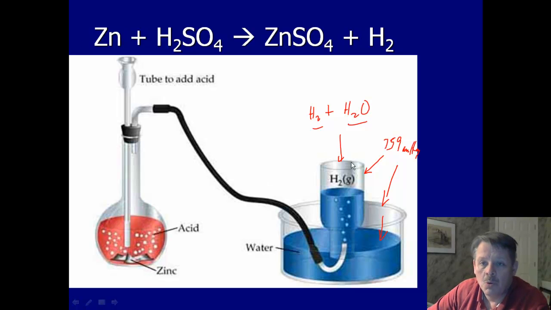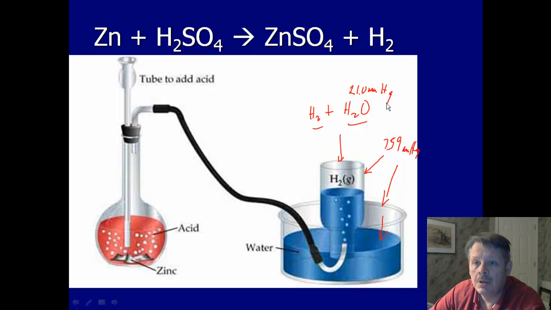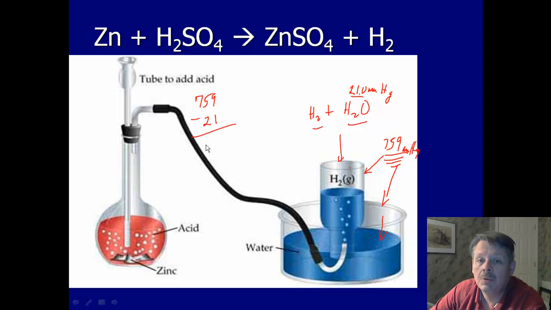So what that means is 21.0 millimeters of mercury of the pressure that's in here is water. Now if the total is 759 and 21 of it is water, that means the remainder has to be hydrogen. So we would take 759 millimeters of mercury, subtract 21, and we'd come up with 738 millimeters of mercury. So that's the pressure of the hydrogen. The 738 millimeters of mercury plus 21 millimeters of mercury gives us our total, which is 759.